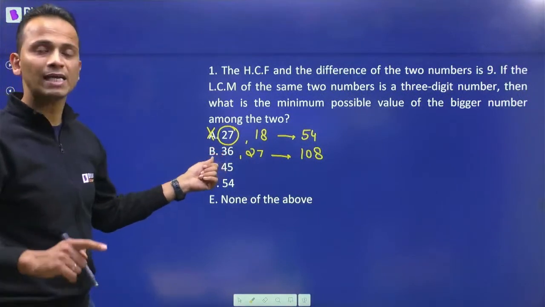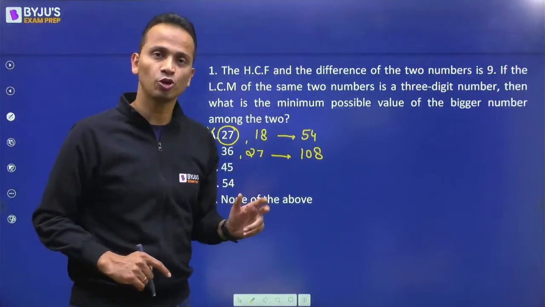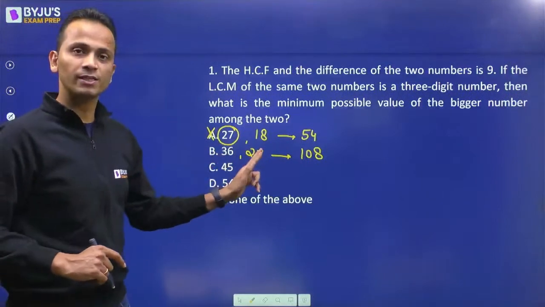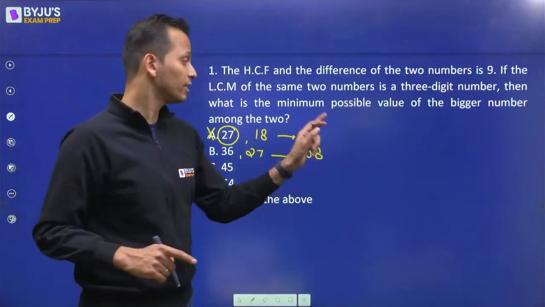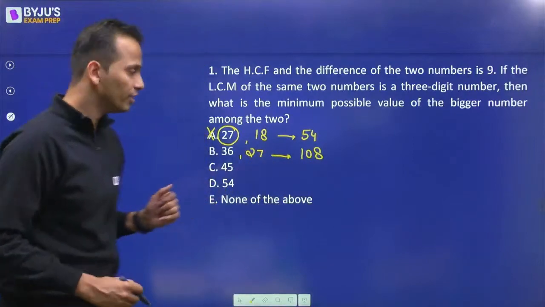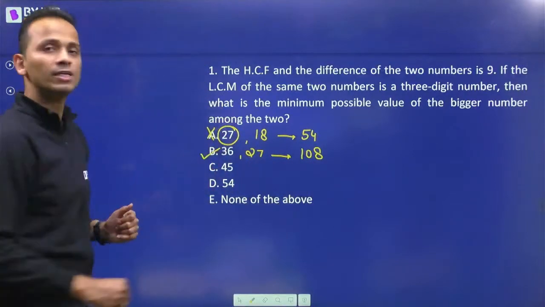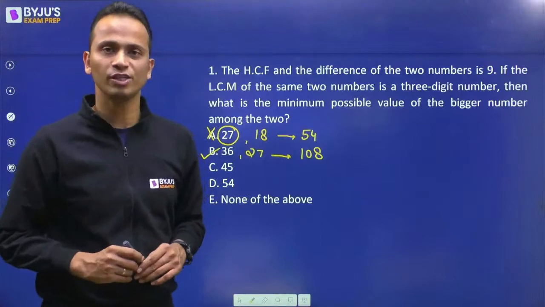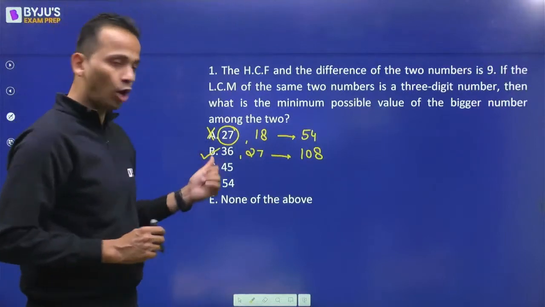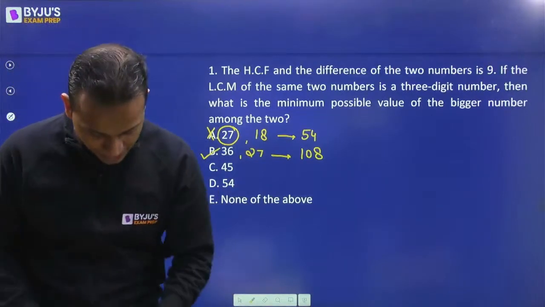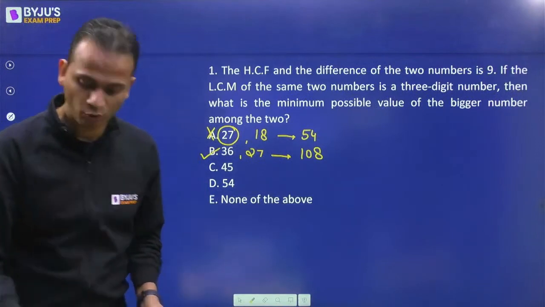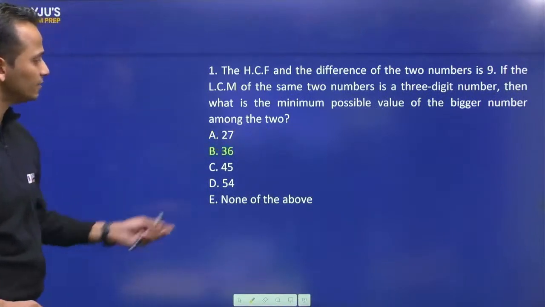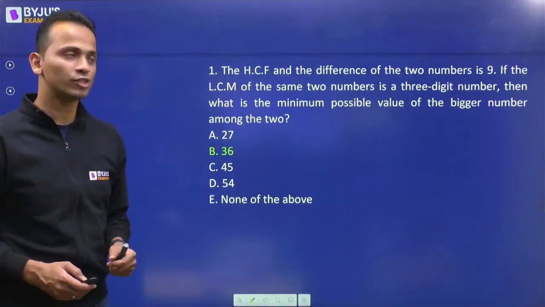Now this option is satisfying all the criteria which are given in the question. Their difference is 9, their HCF is 9, and their LCM is a 3-digit number. So I can say that yes, 36 will be the correct answer of this question. So option B, correctly given by Priyanshi, Vijay, Vrinda and Keshav. All 4 of you have given the correct answer. So 36 is the correct answer of this question.